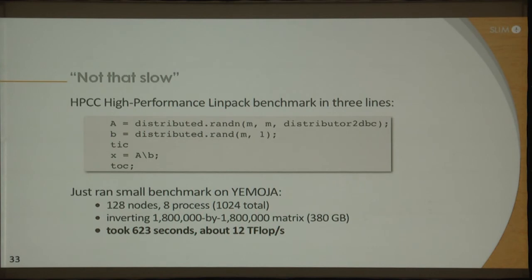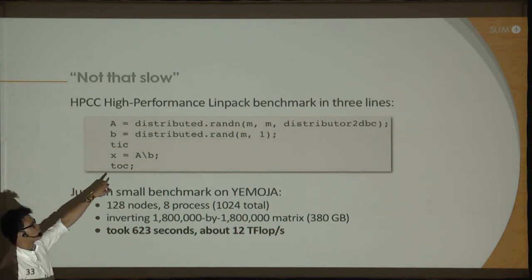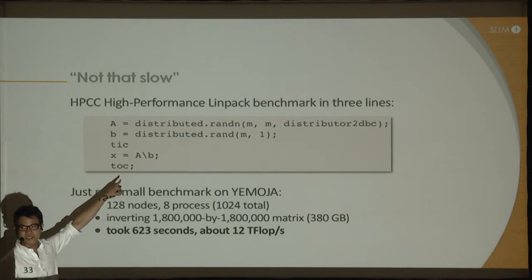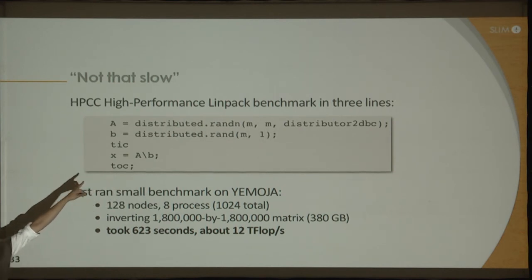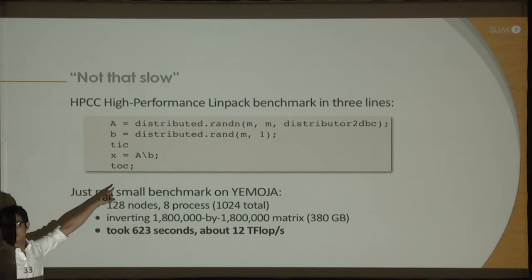So it's sort of not that slow. Okay, so this is a high-performance MATLAB. This is a distributed matrix inverse in 3 lines. Okay, a distributed constructor for the matrix, a distributed constructor for the vector, and then you just do A/B.